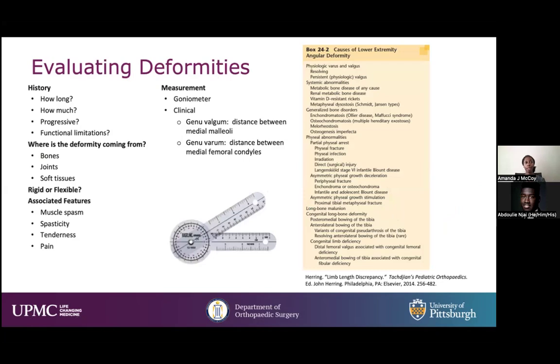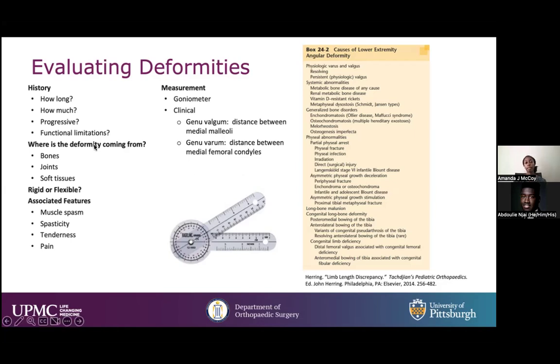So in terms of young children, I will ask about birth history, any complications, any signs of perinatal hypoxia. And then after that, I'll ask about the deformity. So how long has it been present? How big is it? Has it gotten worse? Has it gotten better? And really, how's this deformity affecting the child's development?